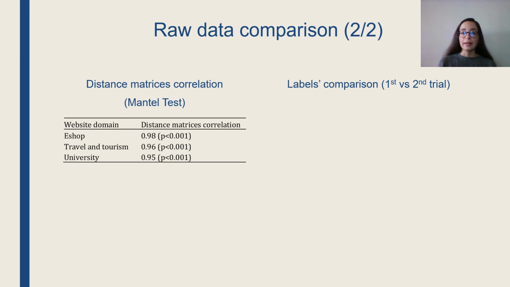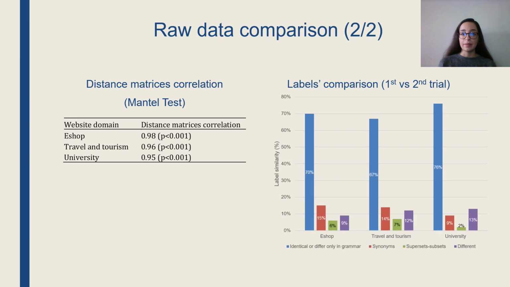Finally, we compared the labels produced by the participants in the two card sort trials. To this end, we classified the labels as identical or differed only in grammar, synonyms, superset subsets, and different. In sum, label similarity between the two card sort trials was 85% for the e-shop, 81% for the travel and tourism website, and 85% for the university website.